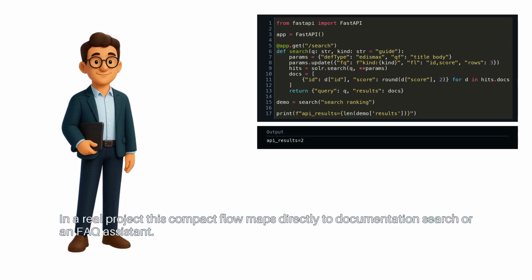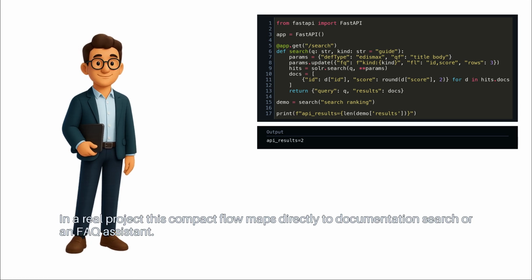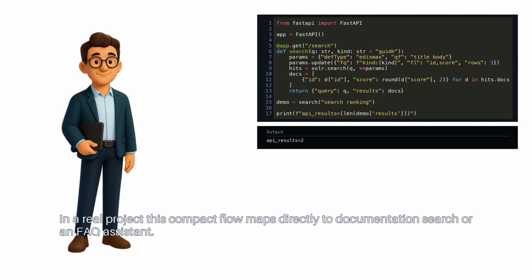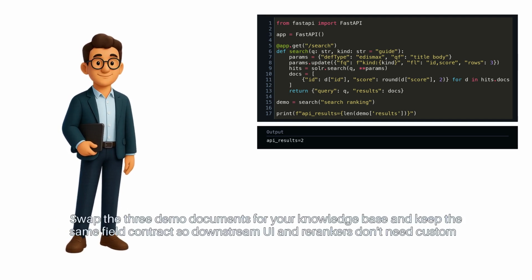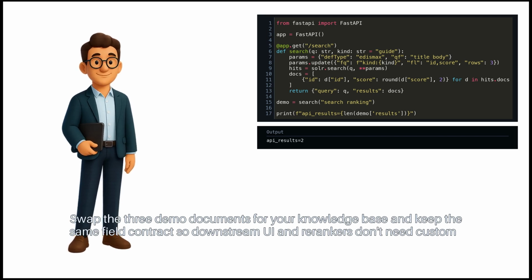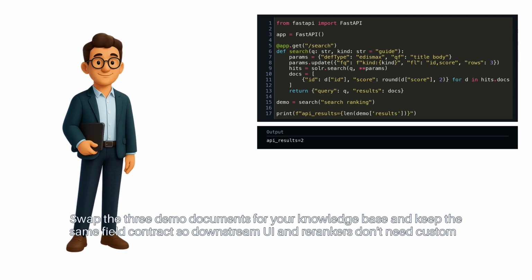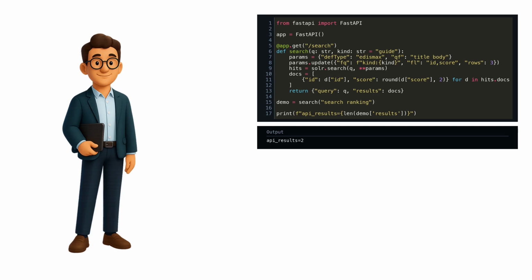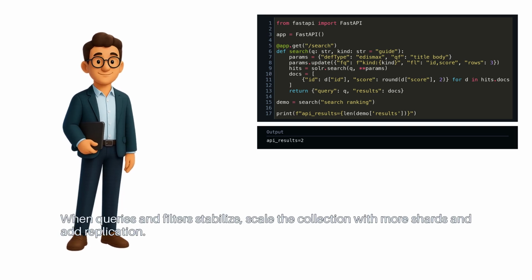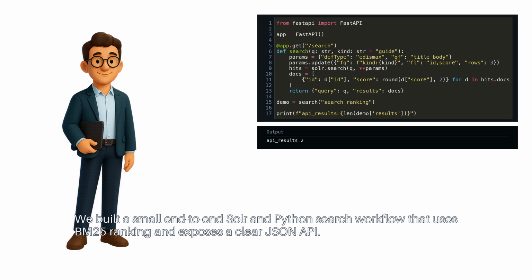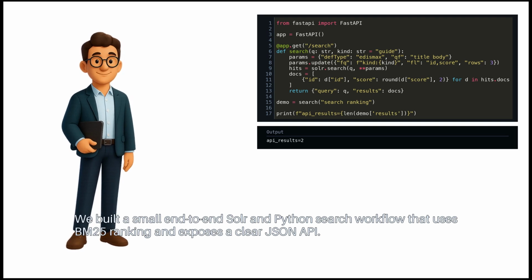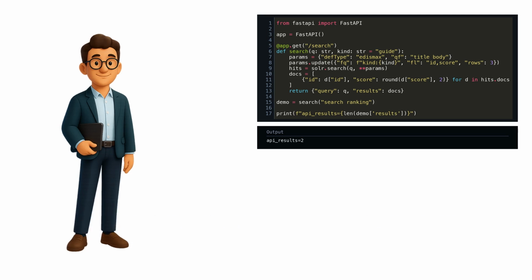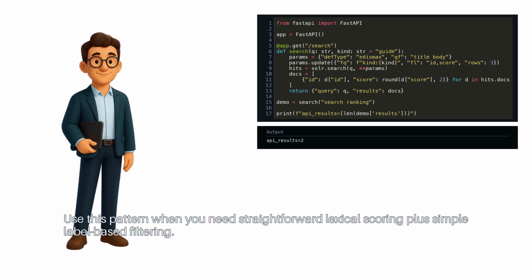In a real project, this compact flow maps directly to documentation search or an FAQ assistant. Swap the 3 demo documents for your knowledge base and keep the same field contract, so downstream UI and re-rankers don't need custom adapters. When queries and filters stabilize, scale the collection with more shards and add replication. We built a small end-to-end Solr and Python search workflow that uses BM25 ranking and exposes a clear JSON API. Use this pattern when you need straightforward lexical scoring plus simple label-based filtering.